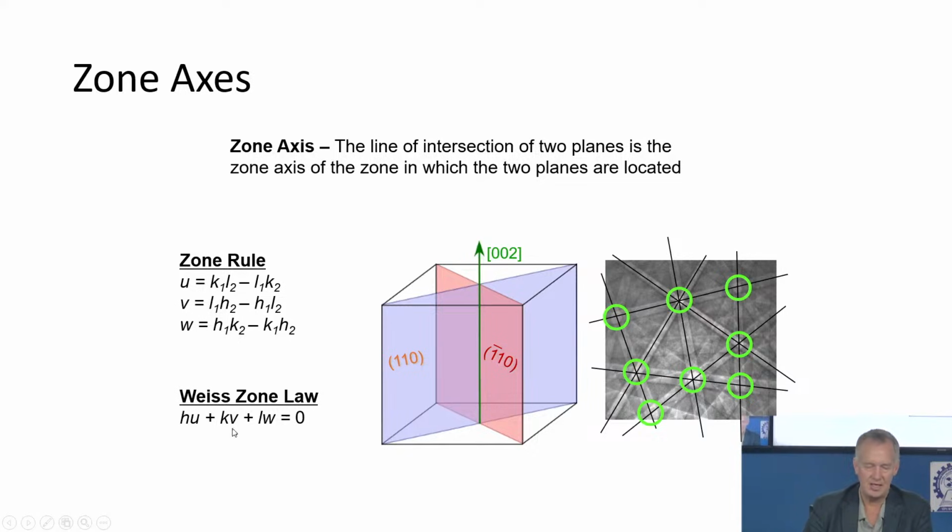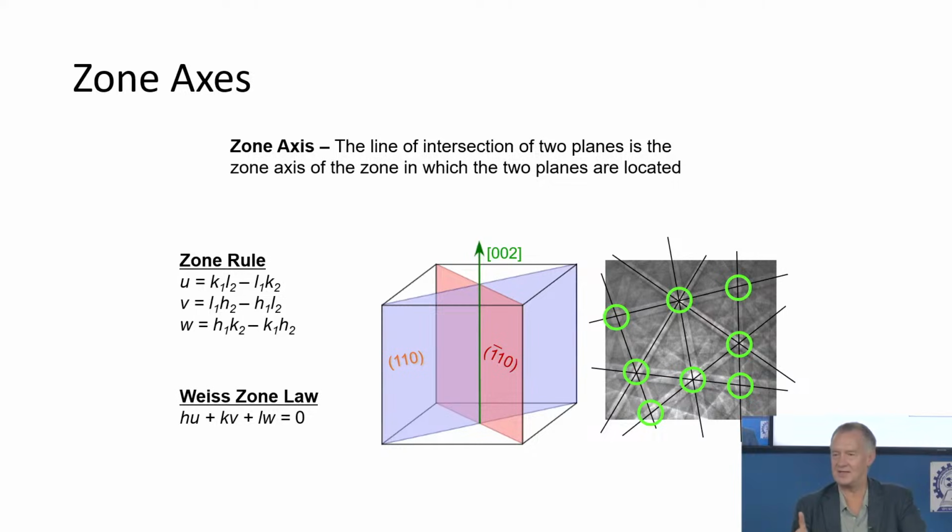And then we have the Weiss zone law, which says if we take the zone axis direction and dot it with any of the planes that comprise it, it should be 0. The dot product just gives us the cosine of the angle. If it's 90 degrees, we're going to have 0. So in these EBSD patterns, any place you see these bands intersect, these are zone axes. So these are directions in a crystal.